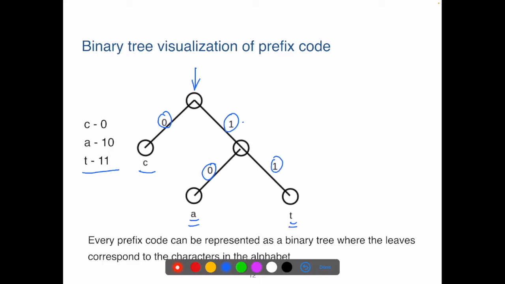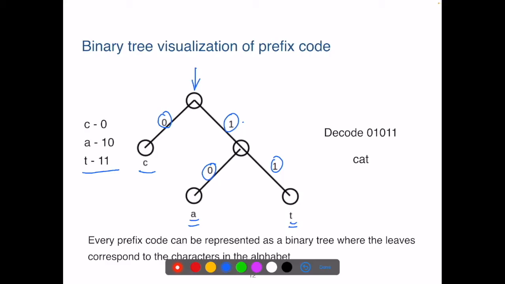Every prefix code can be represented as such a binary tree, where the leaves correspond to the characters in the alphabet. Decoding, on the other hand, becomes a matter of starting at the root of the tree and following the branches dictated by the bits. When we reach a leaf, we record the decoded letter and return to the top of the tree to continue. Can you pause the video and decode the bit string 01011?